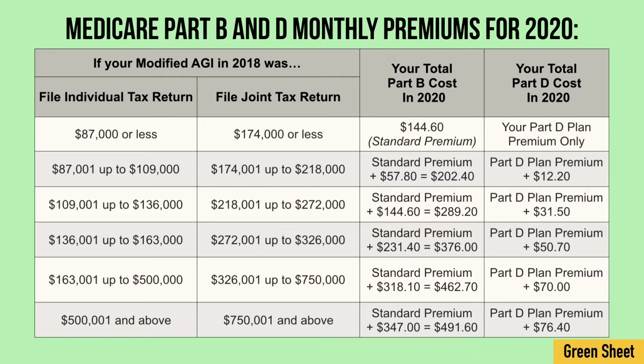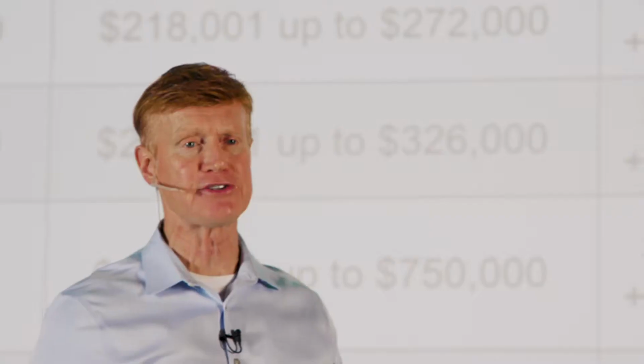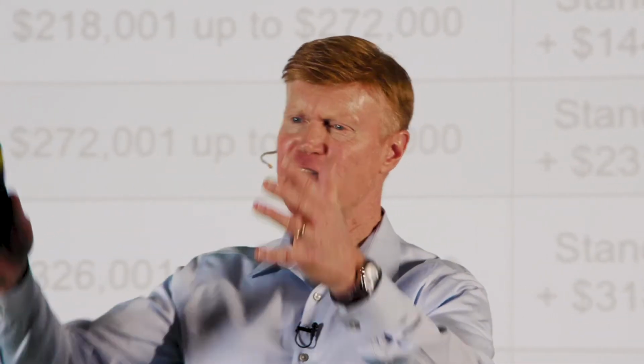Now, we learned that Part A premiums were based upon quarters, right? How many quarters do you have? Well, Part B is based upon income. Now, the income number that Medicare is looking at is called your modified adjusted gross income. We all are familiar with adjusted gross income, and depending on how you file your taxes, that's a different line item on the tax return.